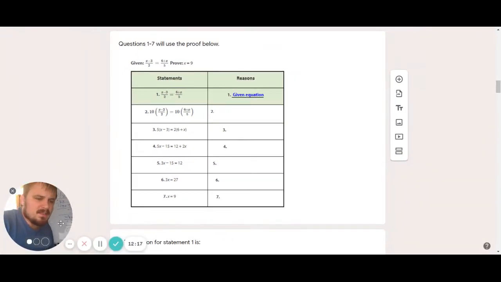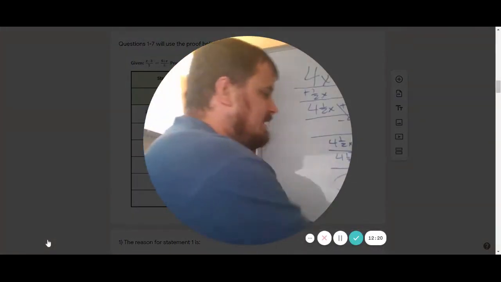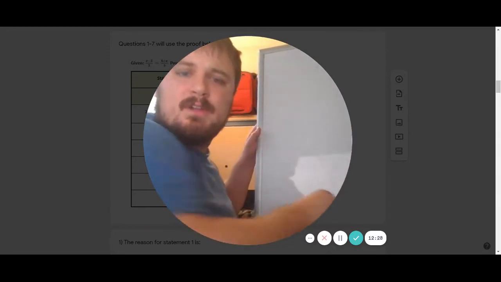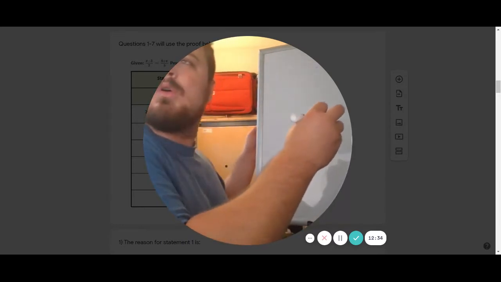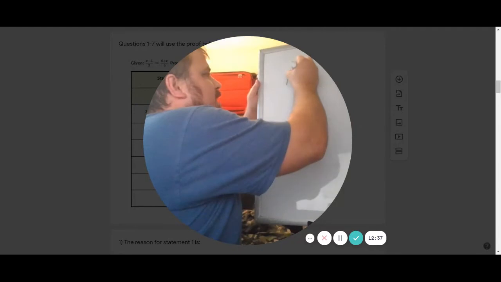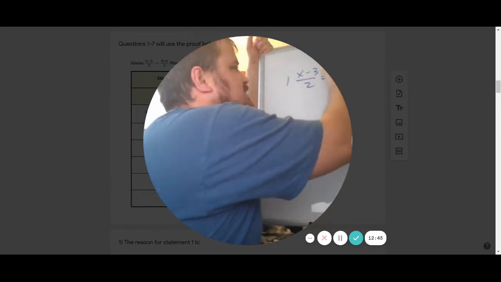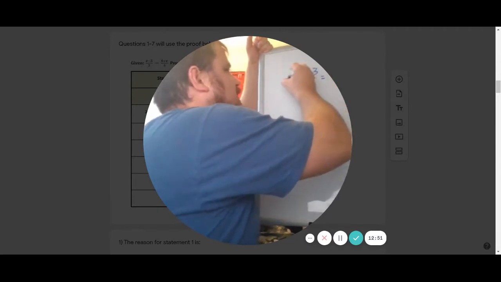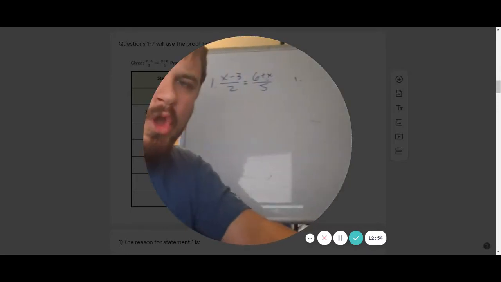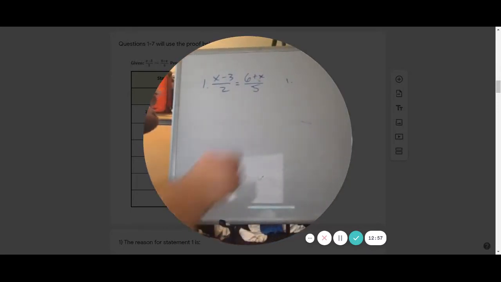Okay, so I'm going to write this out right here as we go along. It's going to be really easy to run out of space, so I'm going to have to not write too big. So what we have here is the proof, and we're given, so we have step 1, we have x minus 3 over 2 equals 6 plus x over 5. Okay, step 1, when you write the stuff they tell you, it's always going to be given.